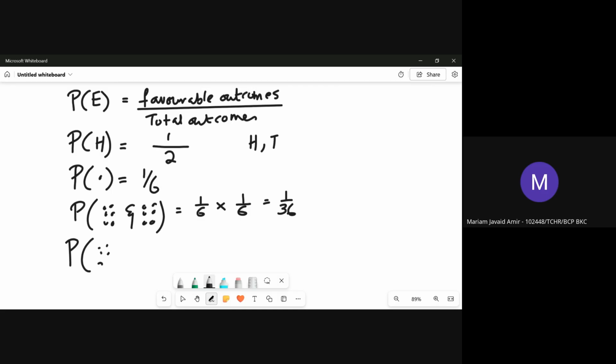Probability of getting a 6 or a 1. Then you have two options. Either you could do this directly. Favorable outcomes are 2 out of total outcomes are 6 when you throw a dice. So 1/3 should be the answer.